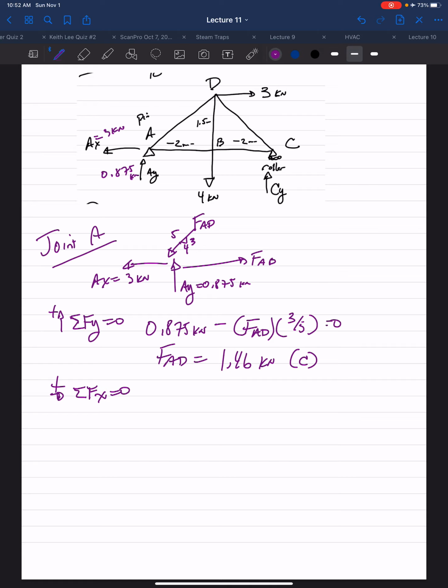Take the sum of my forces in the x direction. You have your unknown FAB minus your AX, which is 3 kilonewtons, minus your FAD, which we now know is 1.46 kilonewtons, times the x component, which is 4/5. Solve for AB. You get FAB is, and AB is in tension.